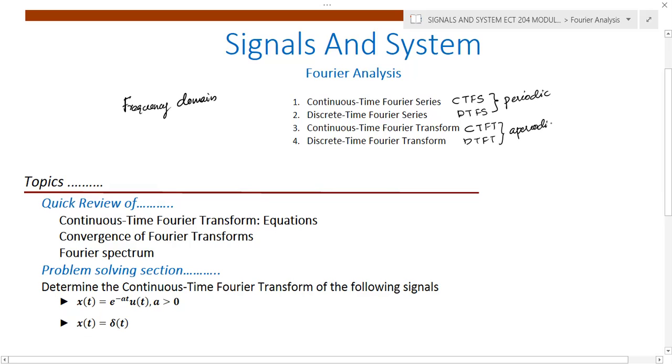Okay, it's not compulsory that the transform is only for aperiodic signals. We can also apply it for periodic signals, but mainly the transforms are used for aperiodic signals and the series for periodic signals. And in this particular lecture, we will mainly discuss the continuous time Fourier transform, the basic equations, and we will discuss some example questions. Okay.